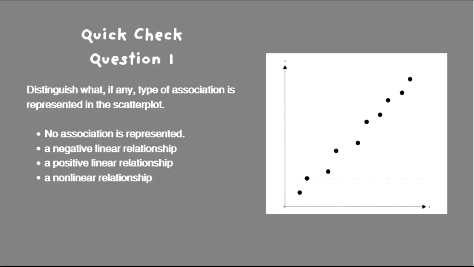Okay, here's quick check question 1. I won't give you the answers to these. This is the part of the lesson you get graded on. I'm not going to cheat for you. So it says distinguish what, if any, type of association is represented in the scatter plot. We know there's always an association, so that one's gone. Figure out if it's linear or nonlinear, and then if it is linear, figure out if it's negative or positive.